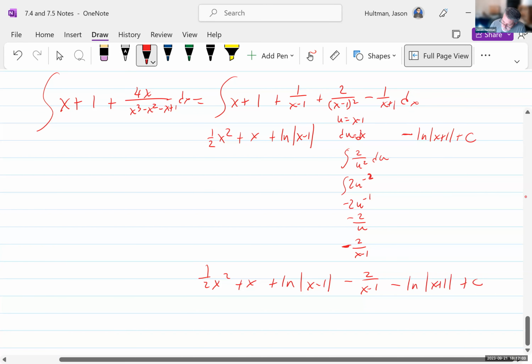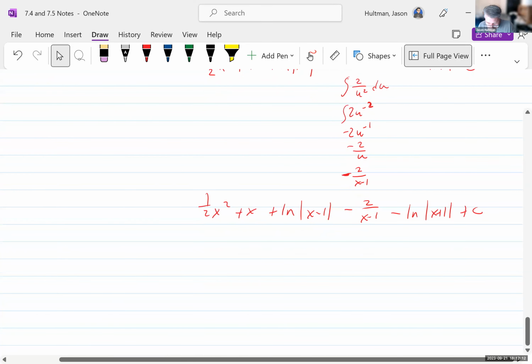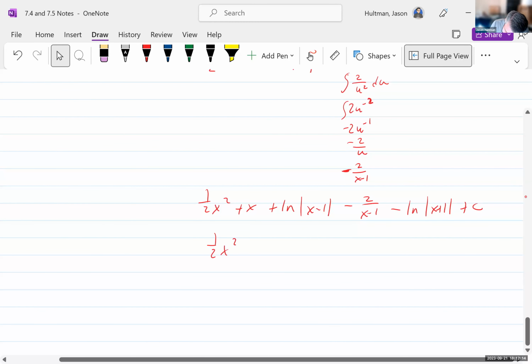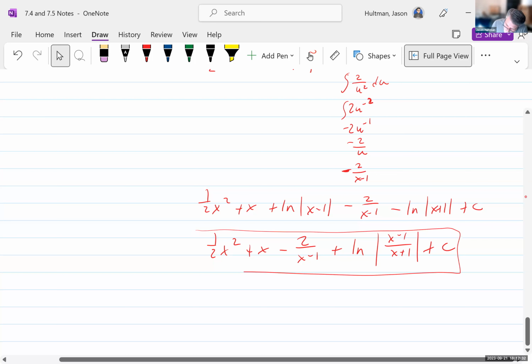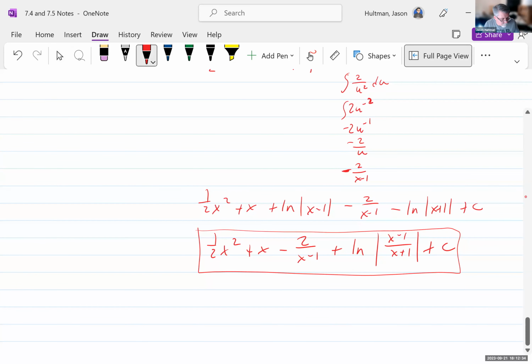Now I could combine the natural logs if I wanted to into one term. And I could get 1/2 x squared plus x minus 2 over x minus 1 plus natural log of x minus 1 over x plus 1 plus c. Always plus c. Okay, and that's it.